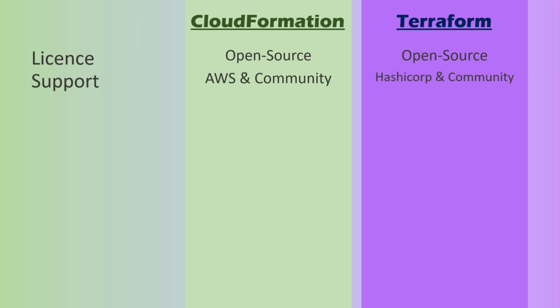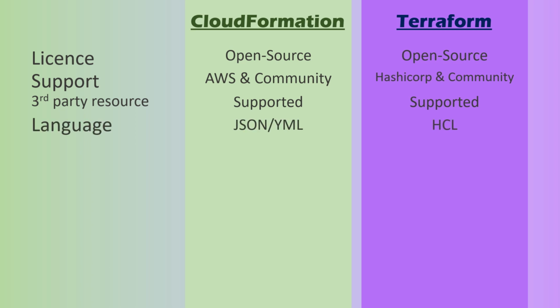Now let's compare both of these. First, let's talk about the license. Both of these products have an open-source license. CloudFormation is supported by AWS and the open-source community, and Terraform is supported by HashiCorp and the open community. Now let's talk about third-party resource providers. Meaning, if you want custom resources to be provisioned, you would be able to define those custom resources. So CloudFormation and Terraform both support third-party resource providers.